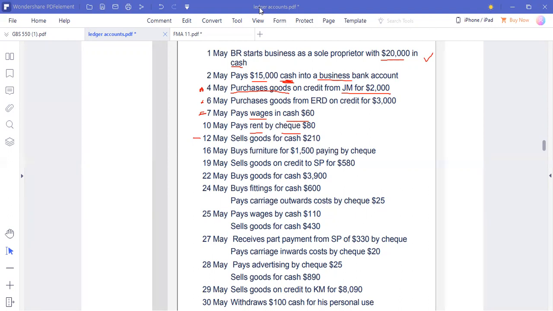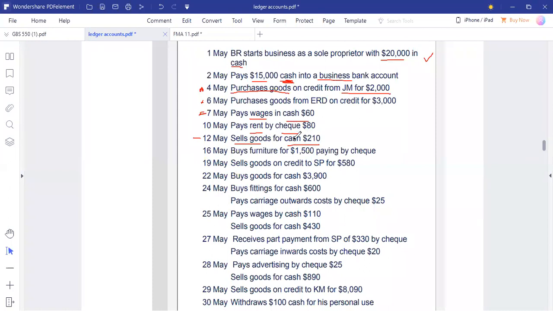So which one are we looking at? Sold goods for cash 210. Okay, so we are supposed to credit the sales account. No, the other way around. We're supposed to debit the cash account, which is bank, and then credit the sales account.